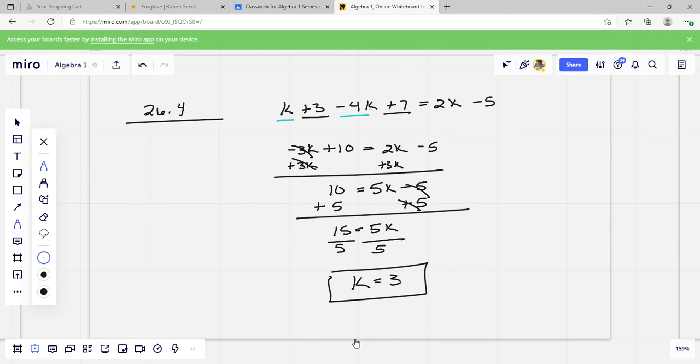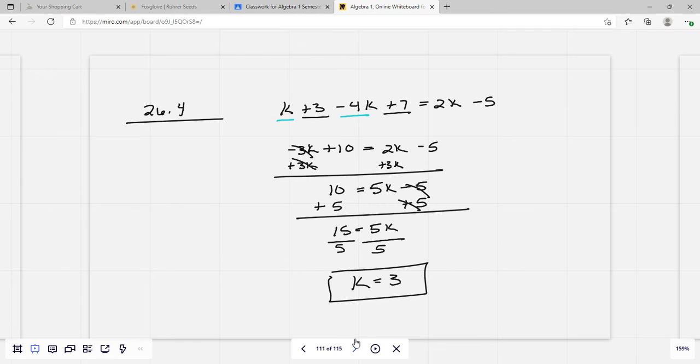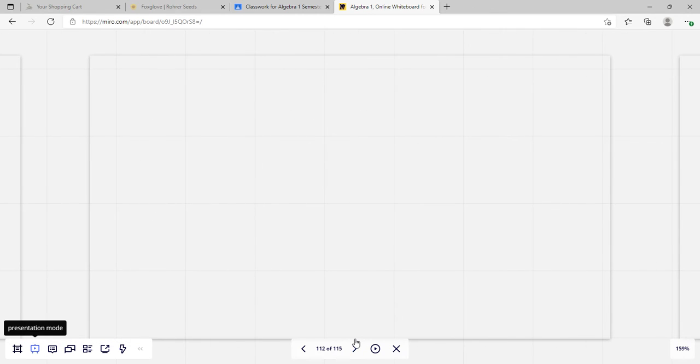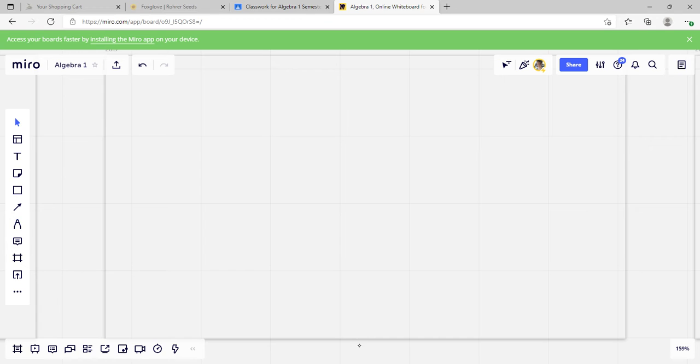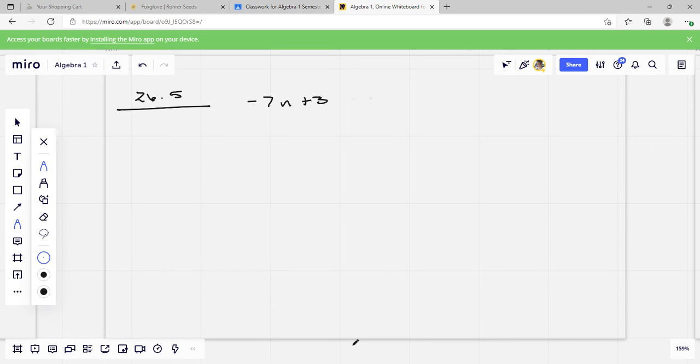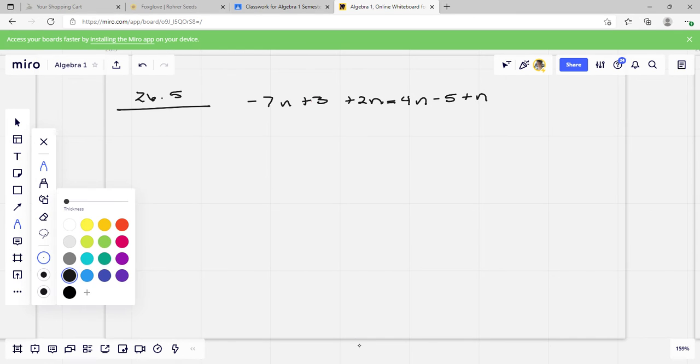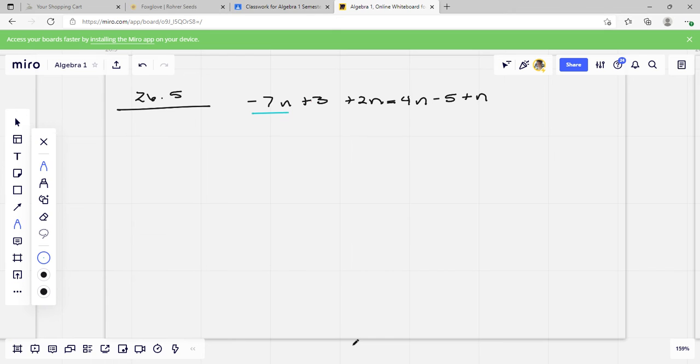Okay. Got another example. Solve negative 7n plus 3 plus 2n equals 4n minus 5 plus n. Okay, so first step is to combine like terms on either side. So here's an n, here's an n. On this side I've got an n and an n.